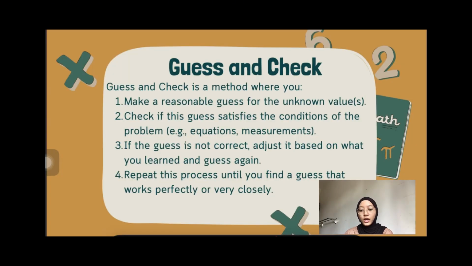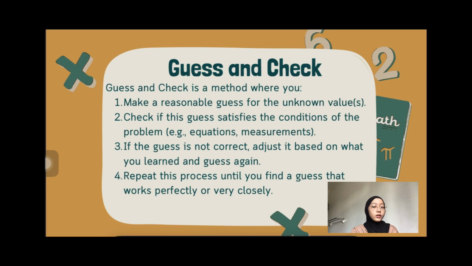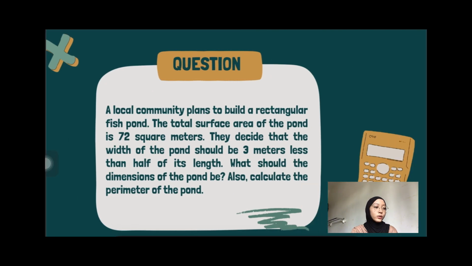So first, what is the guess and check method? It is basically when we make a smart guess for an unknown value, check if it works, or if not, we adjust our guess and try again. We keep repeating this until we get the correct or close answer. So, let me jump into our question.